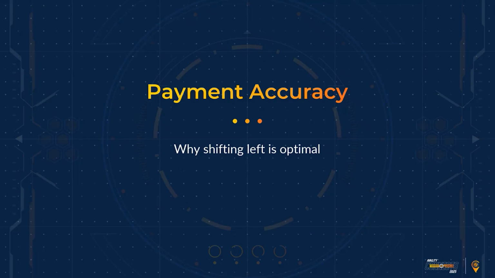So payment accuracy, if we have one key takeaway besides the objectives that Rebecca just talked through, it's an understanding of what is payment accuracy and why is the concept of shifting left optimal. Payment accuracy is a newer term within the industry, and Availity is heavily invested to help solve this problem industry-wide and really trying to shift the market's mindset into being much more proactive and preventative than in cleanup.